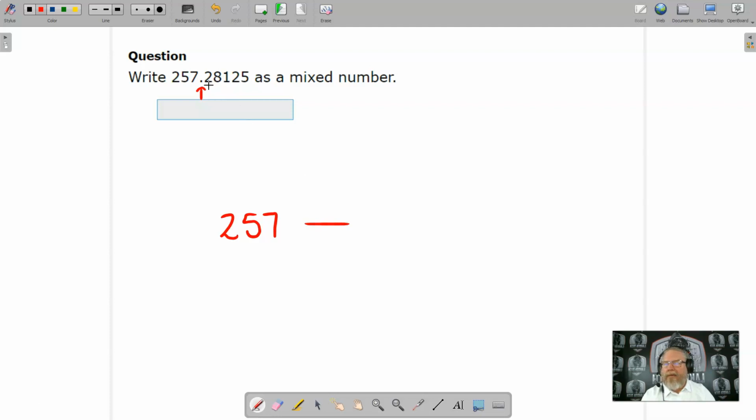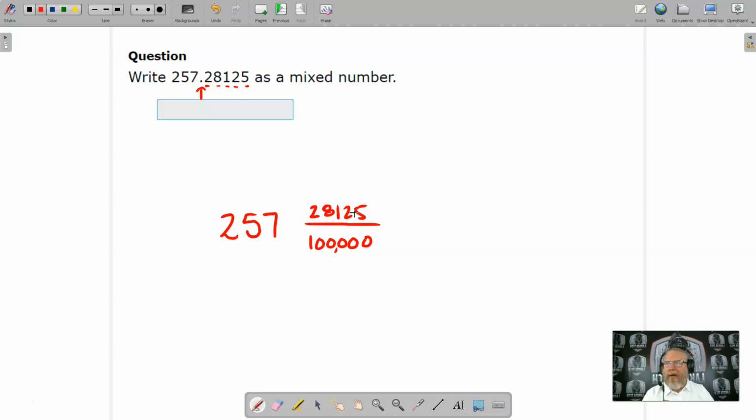Well, let's look at the number of place values we have. 1, 2, 3, 4, 5. So we're going to need 5 zeros. 1, 2, 3, 4, 5, which is 100,000, correct? And so we have 5 zeros, 5 numbers, 2, 8, 1, 2, 5. Now, I know that this will simplify. You could put this answer in to IXL for this particular activity, and it would count it as correct.